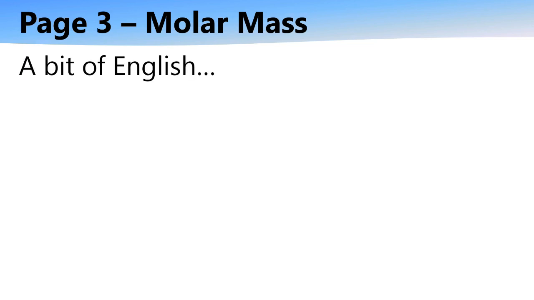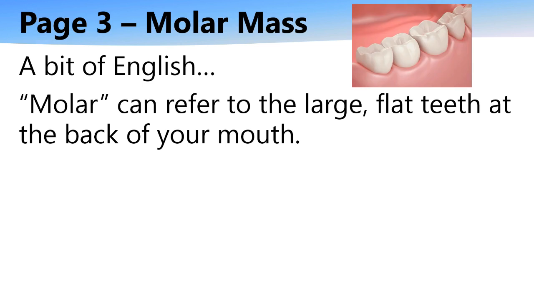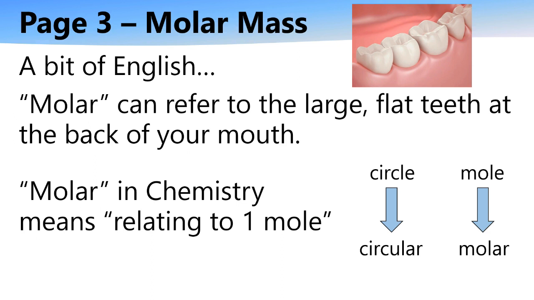But before that, a bit of English. A molar can refer to the large flat teeth at the back of your mouth. Okay, but in chemistry, molar means relating to 1 mole. Something like a circle is related to circular, and mole related to molar. So for example, a box that looks like a circle, you can say it's a circular box. Similarly, the mass of 1 mole of a substance, you can say is the molar mass of the substance.